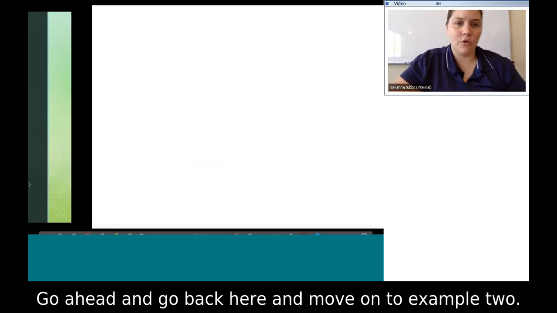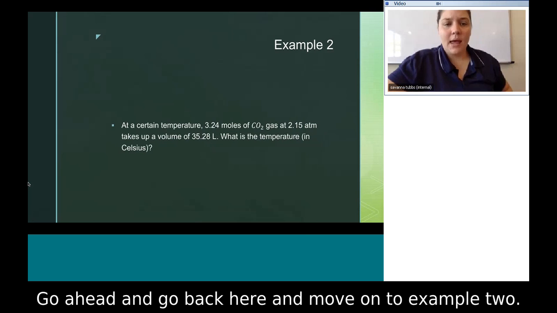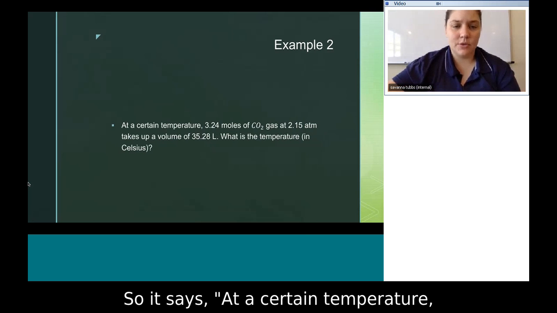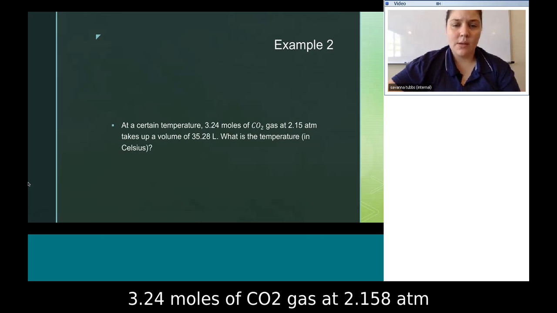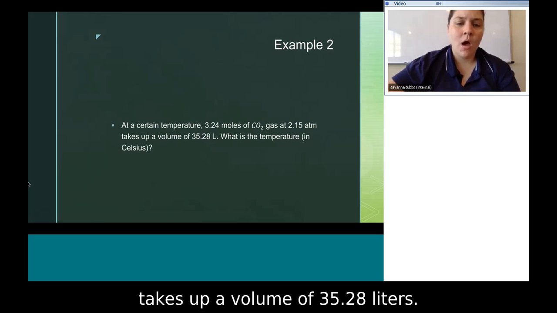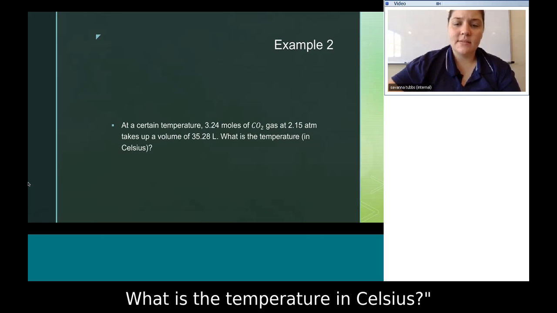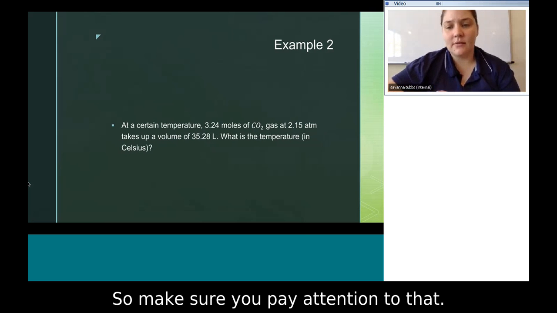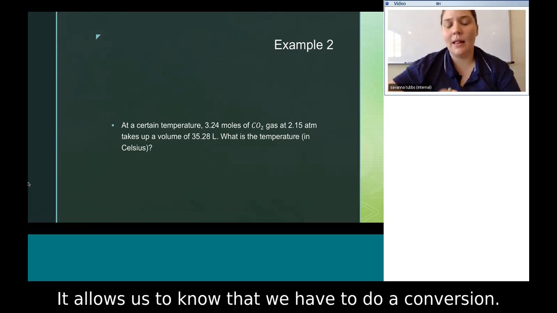Let's go ahead and go back here and move on to example 2. So it says, at a certain temperature, 3.24 moles of CO2 gas at 2.15 atm takes up a volume of 35.28 liters. What is the temperature in Celsius? So make sure you pay attention to that. It allows us to know that we have to do a conversion.